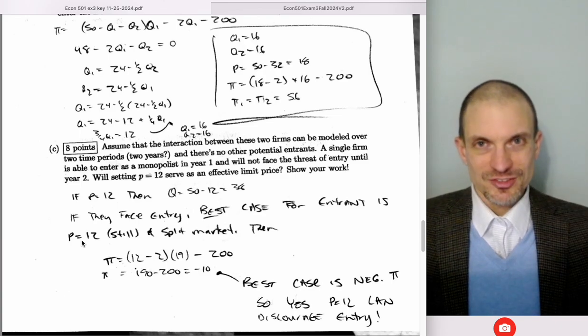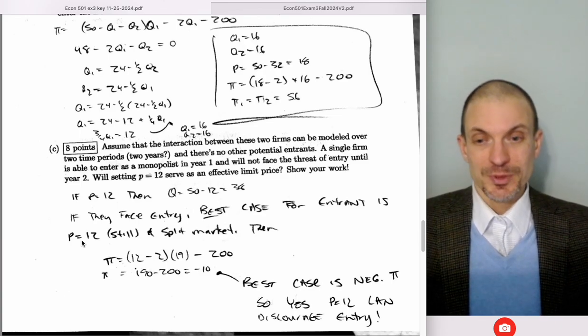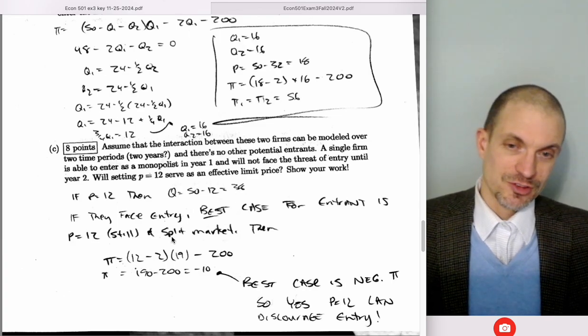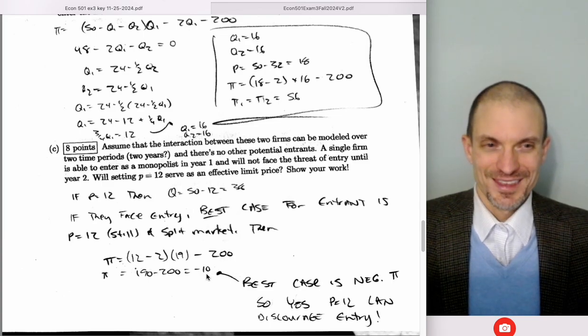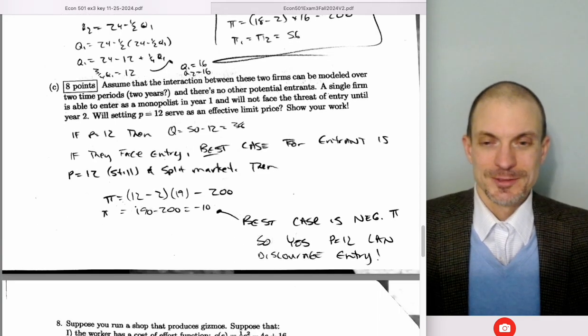Let's just say best case scenario from the perspective of the entrant, price stays at 12 and they split the market, which means the entrant's going to make 19, you're going to make 19, and that's a total of 38. So 12 minus 2 times 19 minus 200, oops, it's minus 10, which is negative. So the best case scenario is a negative profit. So yeah, the price of 12 can discourage entry.